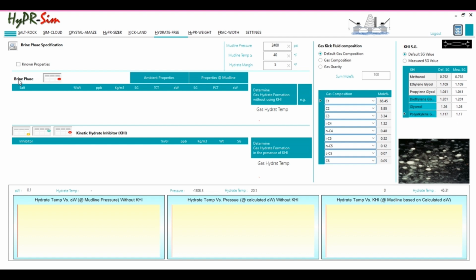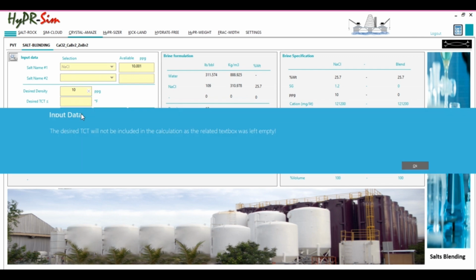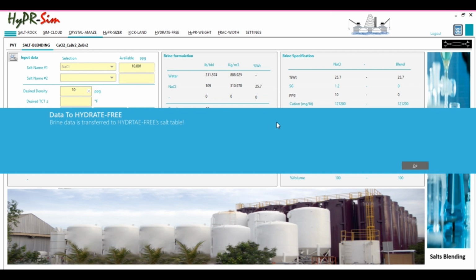Simulation setup. 1. Go to Crystal Amaze and select a 10 ppg sodium chloride brine. 2. Run the simulation. The brine formulation consists of 311.574 pounds per barrel water and 109 pounds per barrel sodium chloride, resulting in a density of 10 ppg and a TCT of 25 degrees Fahrenheit. 3. Transfer the salt data into the Hydrate-Free Simulator by clicking the designated button.